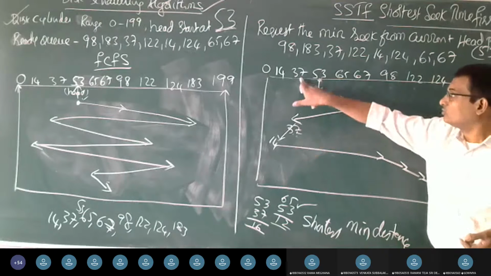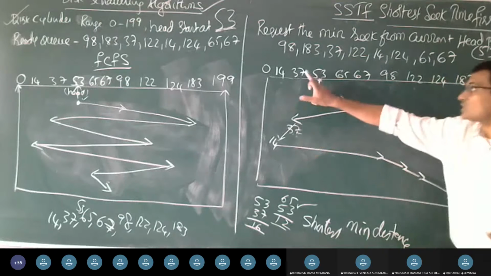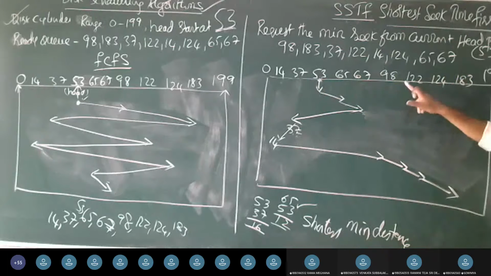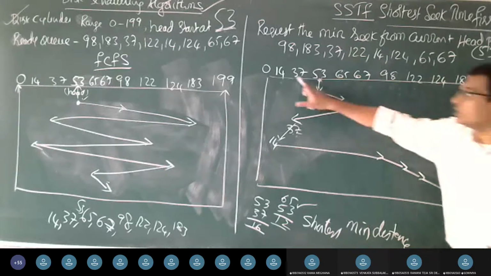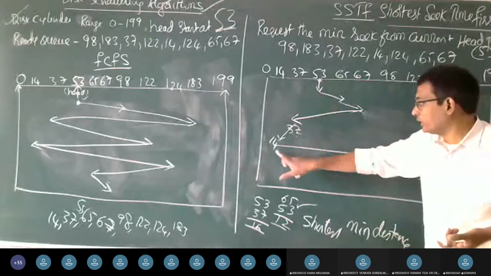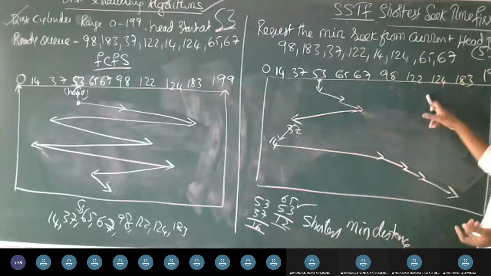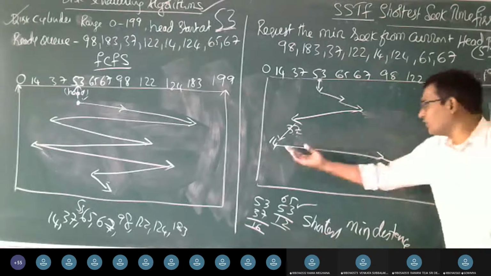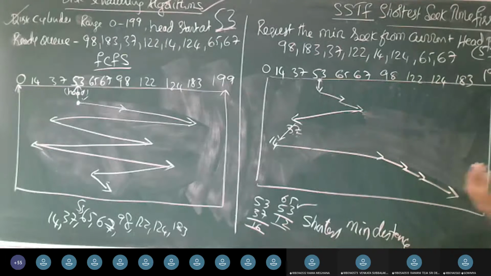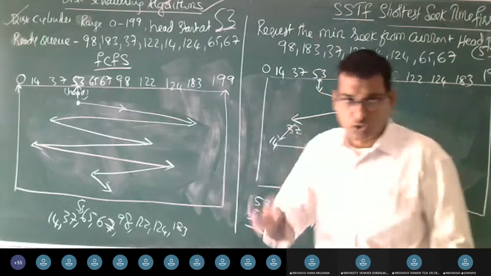After 37, 37 to 14, the distance is small, or 37 to 98, distance is small. So obviously, it goes to 14. Okay, fine. From 14 to 98 or 14 to 122, by default 98 will be the shortest, so in this way it is going to move up. So that is algorithm number 2.